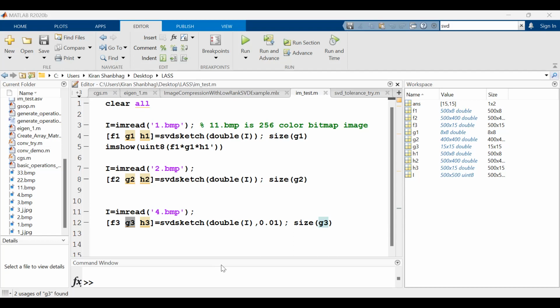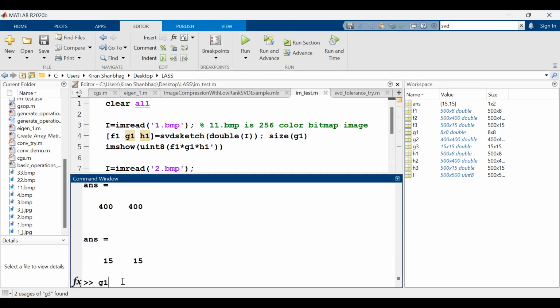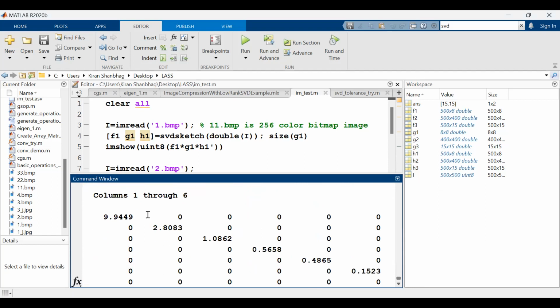Okay, now let me just show you the properties of each of these. Let me show you G1 now. How does it look? Now, do you see this G1 here? Yeah, now you can see these are my singular values. G1 is a diagonal matrix whose upper diagonal entries are 0, lower diagonal entries are 0. And in the middle, what we have are my singular values.